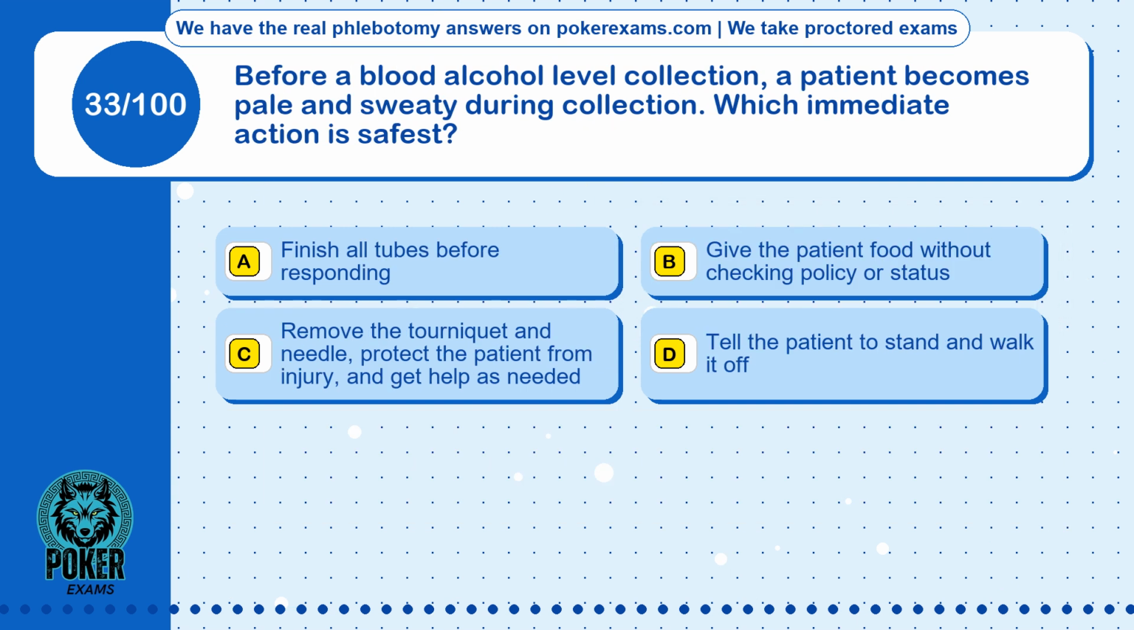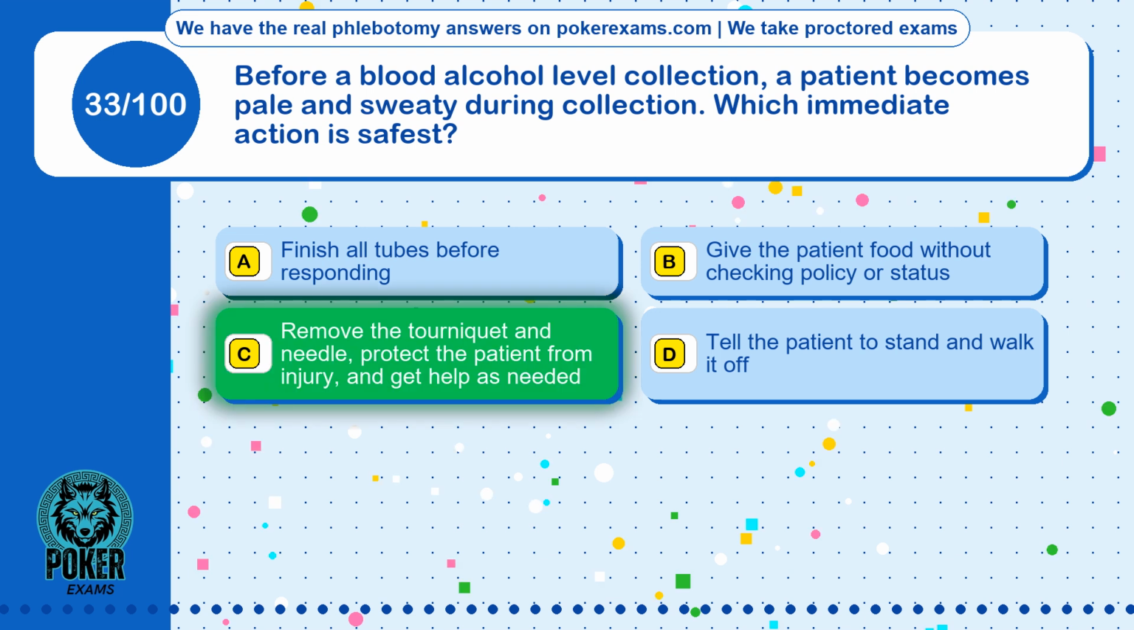Question 33. Before a blood alcohol level collection, a patient becomes pale and sweaty during collection. Which immediate action is safest? Option A. Finish all tubes before responding. Option B. Give the patient food without checking policy or status. Option C. Remove the tourniquet and needle, protect the patient from injury, and get help as needed. Option D. Tell the patient to stand and walk it off.